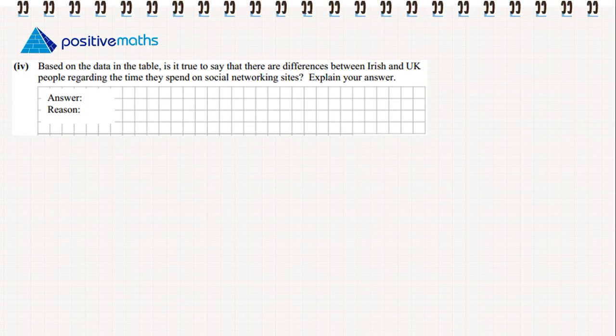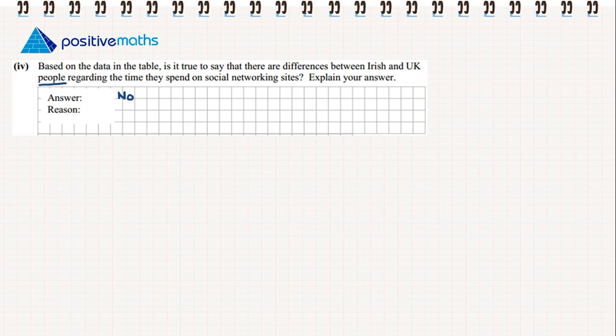Part 4. Based on the data in the table, is it true to say that there are differences between Irish and UK people regarding the time they spend on social networking sites? And explain your answer. For this answer, I'm going to suggest that we answer no. It is not true to say that there is a difference between Irish and UK people regarding the time they spend on social networking sites.